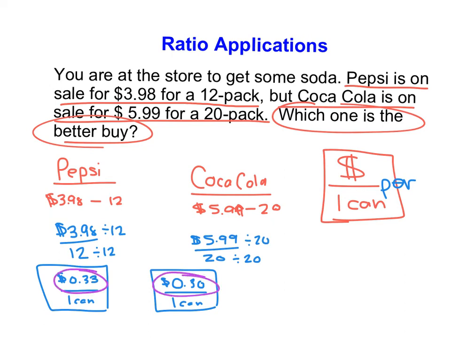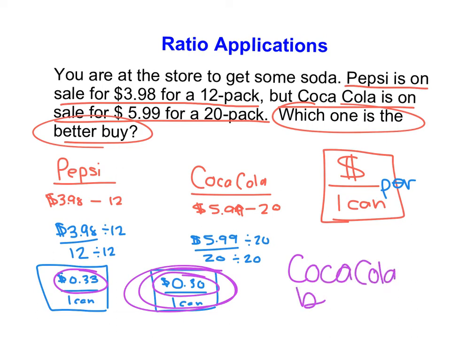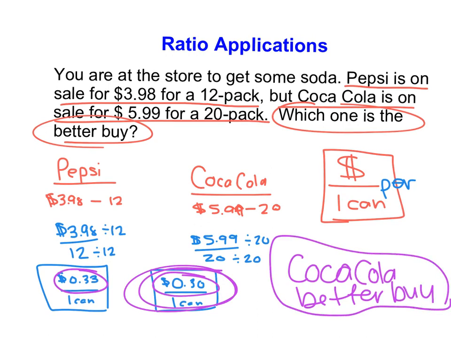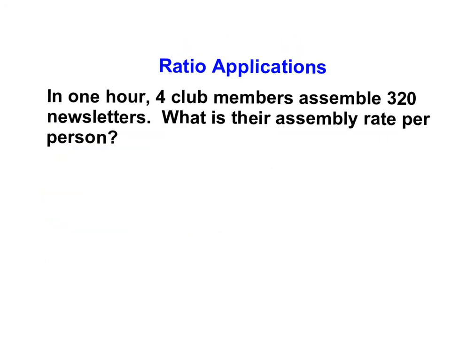Well, I always like to shop for the best deal, so I would rather spend this 30 cents per can because that's a little bit cheaper. I'm getting a little more soda for my dollar. And as a result, the Coca-Cola is the better buy. So we can use our knowledge now of all different types of rates to determine what's the best deal in a real-world situation. And our last ratio problem for the day.